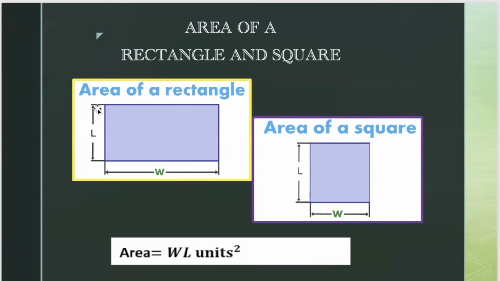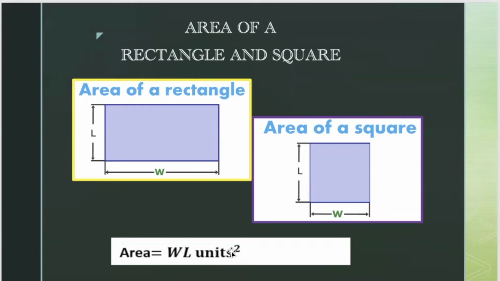If you realize, we say length times width. It is the same for a square. The only difference is that in a square, all sides are the same. So whatever unit is the length, it will be the same for the width. Area of a rectangle and square is width times the length.